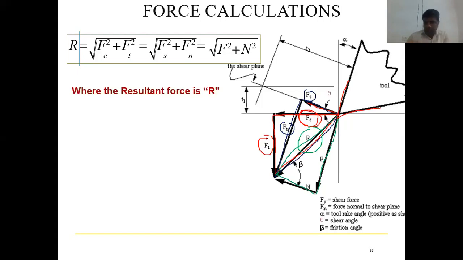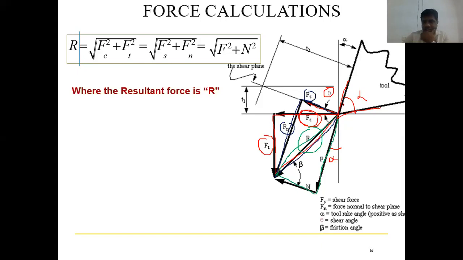Assume that among these six forces, you know FC and FT, calculated experimentally. Once you have calculated FC and FT, all other forces you can calculate if you know these geometric angles, right? These geometric angles you already know. This is alpha, right? Alpha depends upon the cutting tool. It is nothing but the back rake angle.